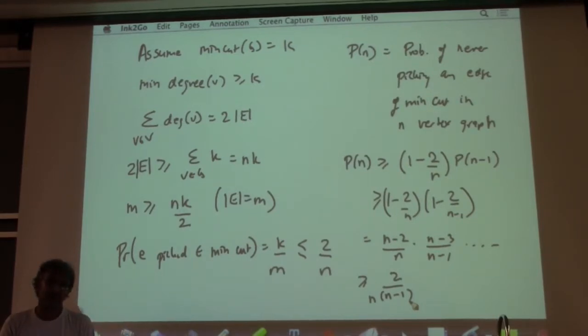Is the min cut unique? No, it may not be. You could have more than one. You could have exponentially many min cuts. It's an interesting thing about min cuts.